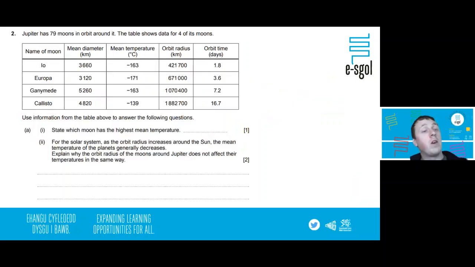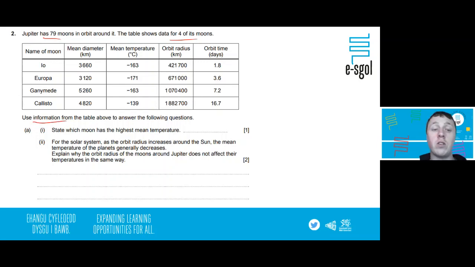Question 2 is a question to do with Jupiter and 79 moons that orbit around it. There's tables showing 4 of the moons and they have the names. So this question now, stars and planets. First question where we have to read information from the table, and it was the last question in the foundation, but it's question 2 here. So use information from table is the key thing here.